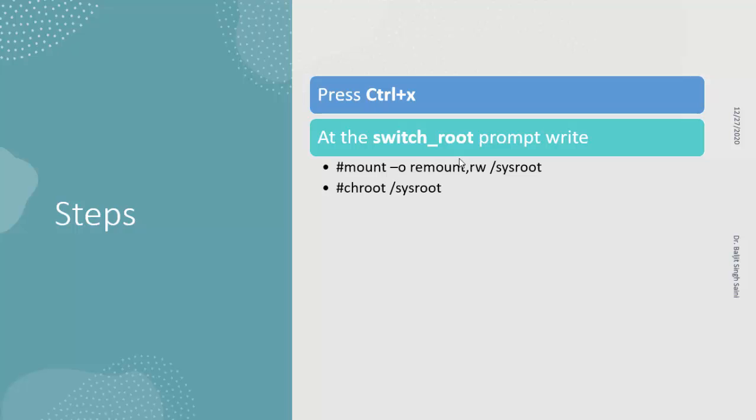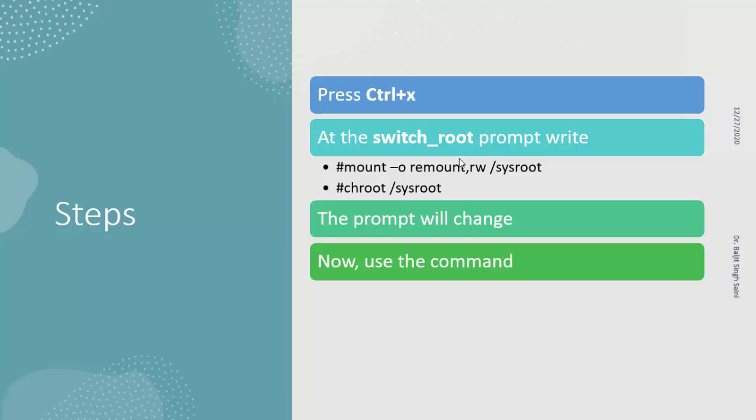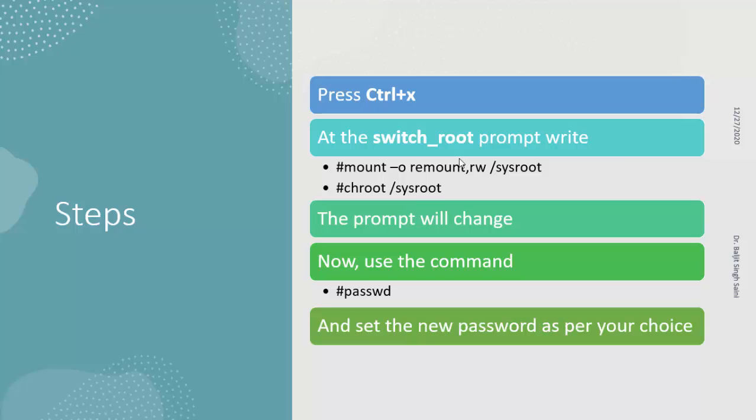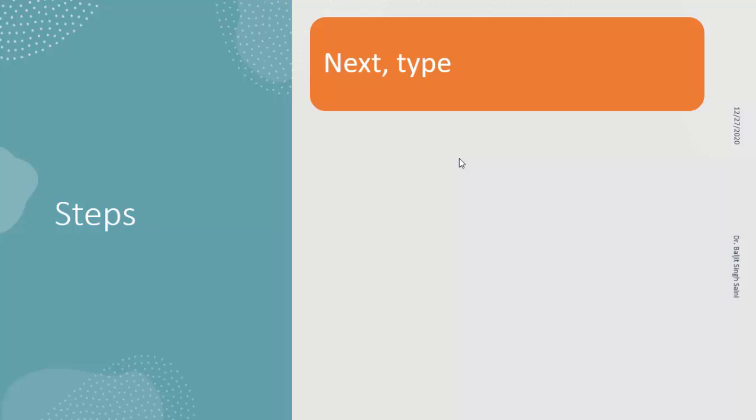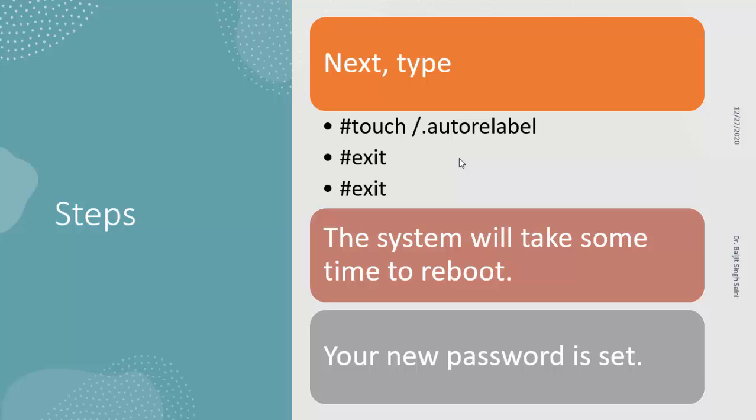Then you type these two commands. Be sure that you are not making any typing mistake. Then your prompt will change again. Then you use the passwd command and you can reset the root user password to whatever you want. Once you have done that, type these three commands one by one and then your system will reboot. It will take some time to reboot depending upon the configuration of your system. And once it reboots, you are free to log in as the root user with the new password that you have just set.